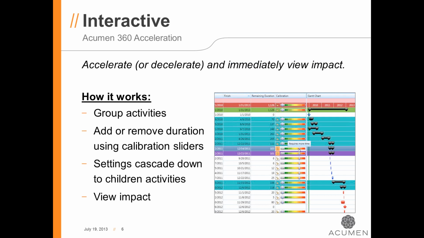We'll start with the interactive mode today. It's one of the most visually compelling modes, and it's very easy to use in the software. You group activities any way that you'd like. I'm going to use my standard WBS grouping in the program that I'll show you in a minute. You can add or remove duration, like I mentioned, at the top level, the lowest level of detail, or anywhere in between, using these very easy to use calibration sliders. If you choose to add or remove duration at the top level, the settings will cascade down to the children activities. And because this all works in real time, you can immediately view the impact of what you're doing.